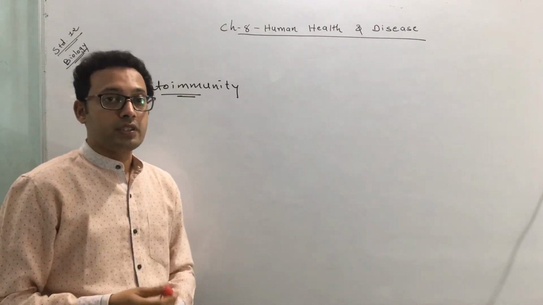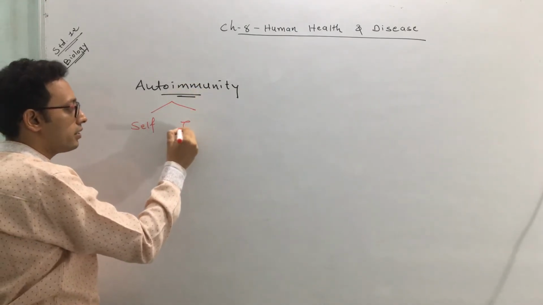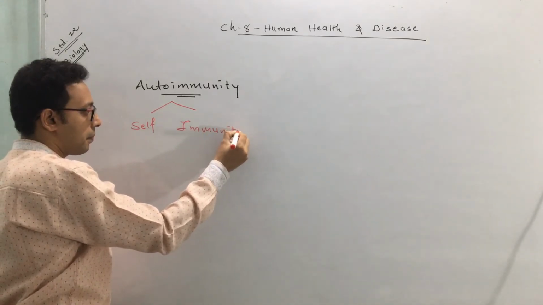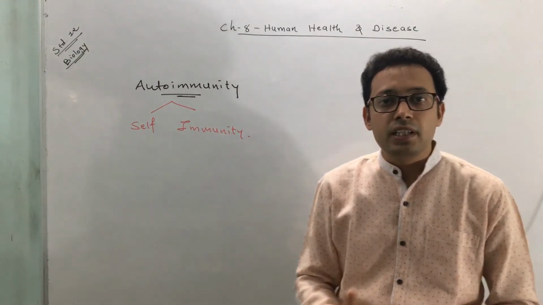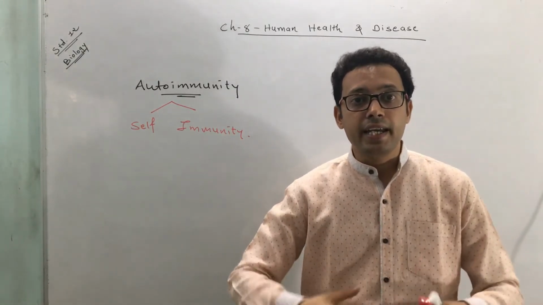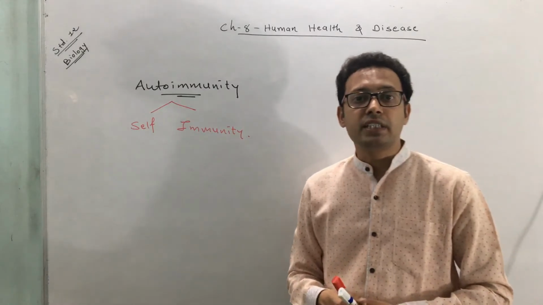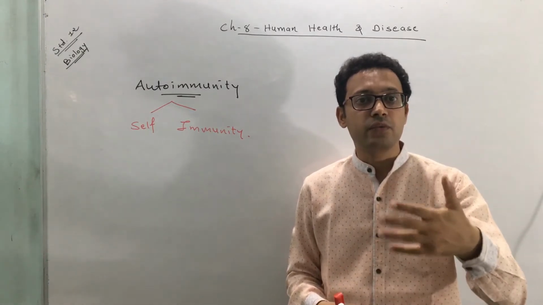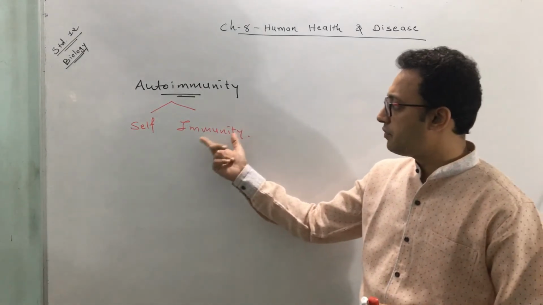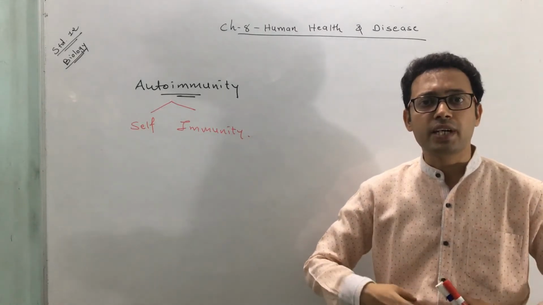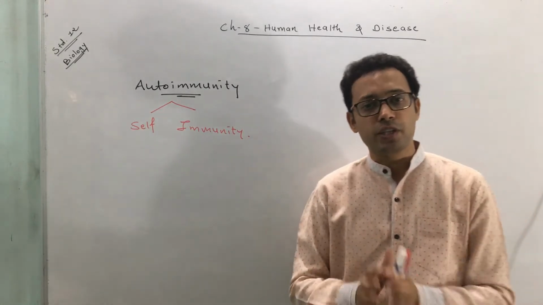What is autoimmunity? Auto means self, and this is the immunity. Now all of you know the function of immunity. Immunity is to protect the body against foreign material or foreign pathogens, or you can say an antigen. That foreign material we call an antigen in scientific language. The purpose of this immunity is to protect you against that antigen or pathogen that is harmful to our body, all of you know.